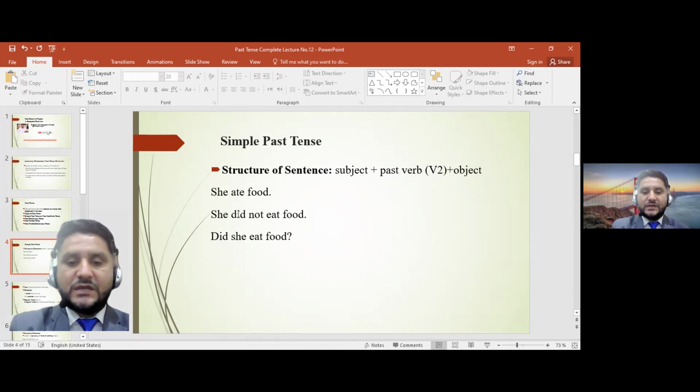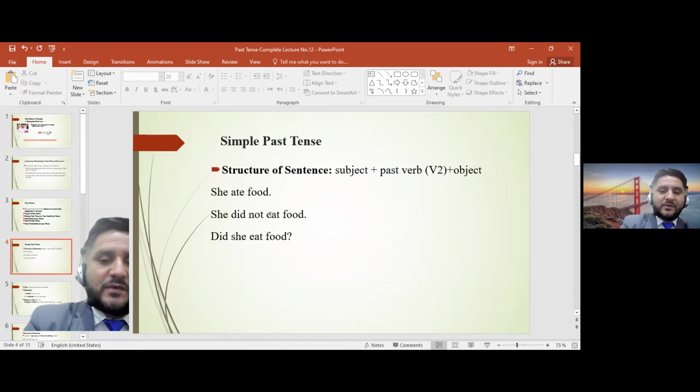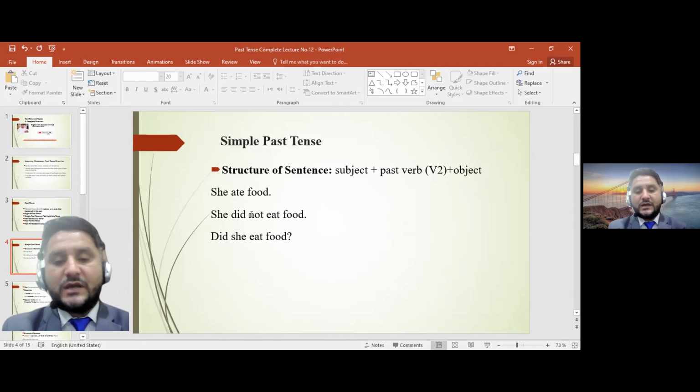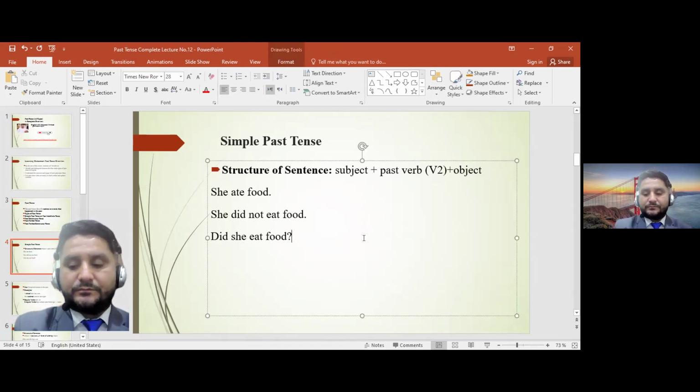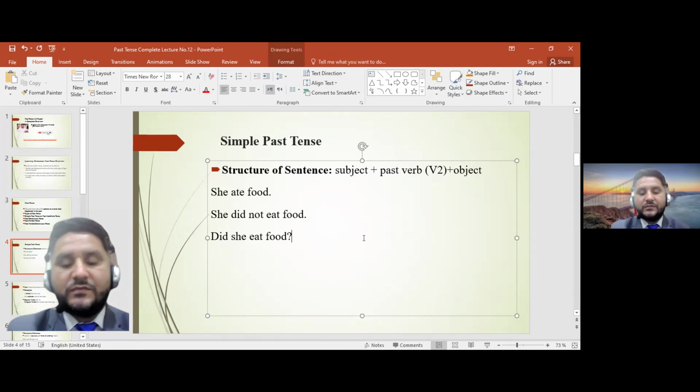In negative, we use did plus the first form of verb, and the negative marker not is used in addition. In interrogative, did is placed at the beginning. Did she eat food? And then we use the first form of verb.